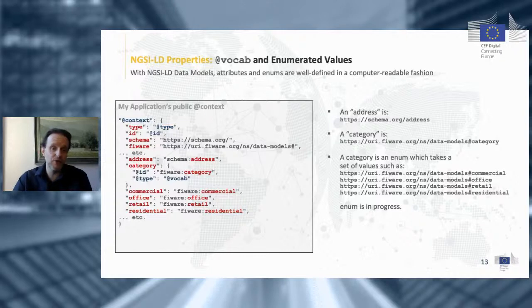Similarly, you can do expansions of URLs within your personal context. So you can see that, for example, my category is a Fiware category, which is a URI, fiware.org data models hash category internally, so that when you define your mappings, which is what your short names are to your long names, you can avoid creating too much weight in your payloads. Obviously, if I have one of these, it needs to be public, and someone else can download this and use a different one.